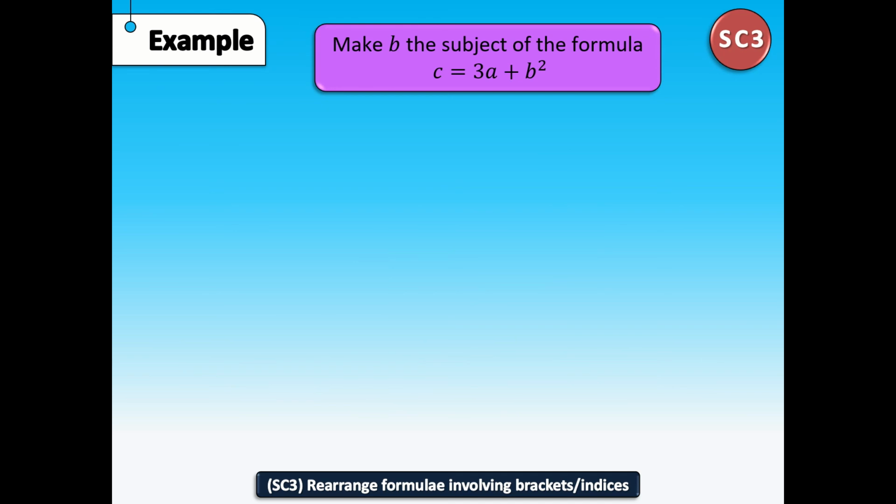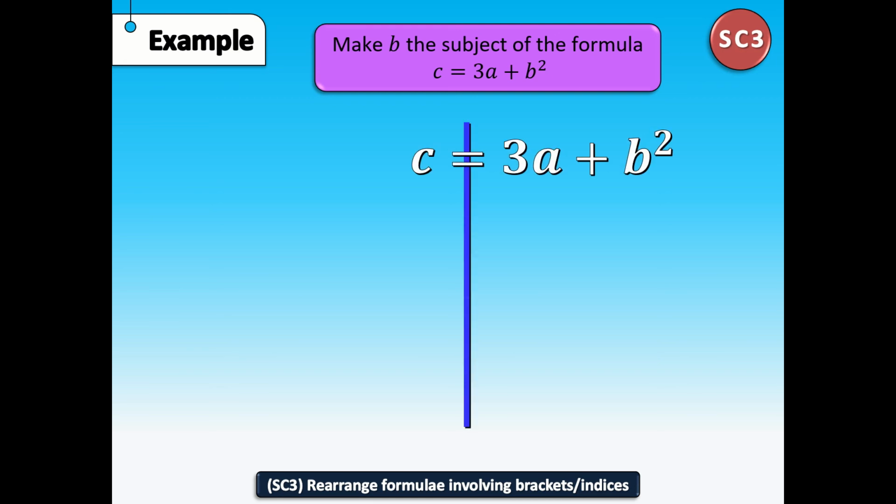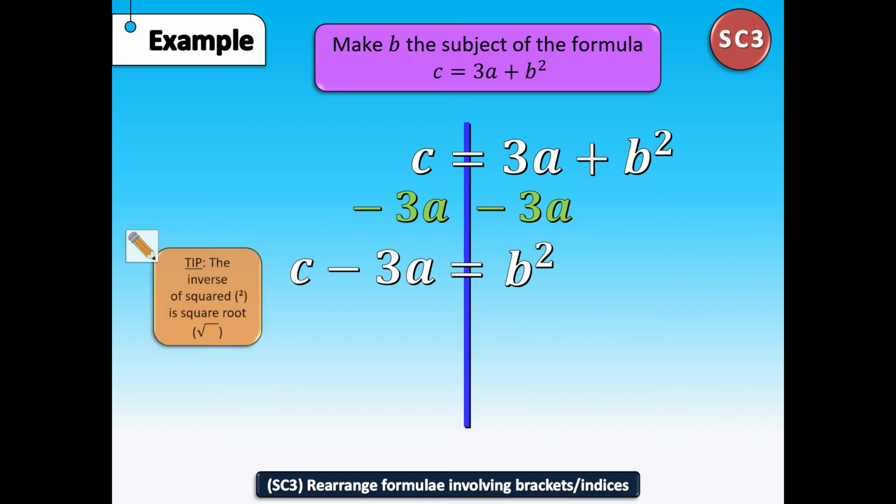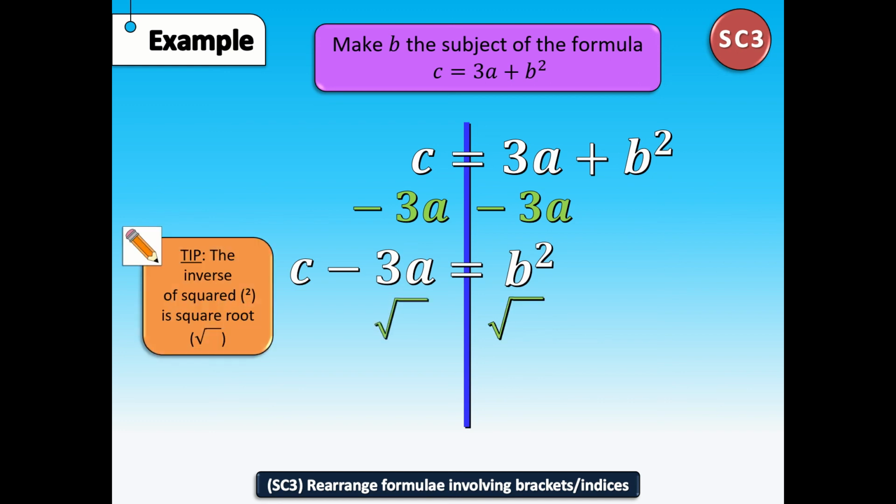Here's another example. So we want to make B the subject of the formula C equals 3A plus B squared. So the first thing we do is get rid of the 3A by taking away 3A. So we've got to take 3A away from both sides. So we get C minus 3A equals B squared. And the opposite of squaring something is to square root it. So we've got to square root both sides.